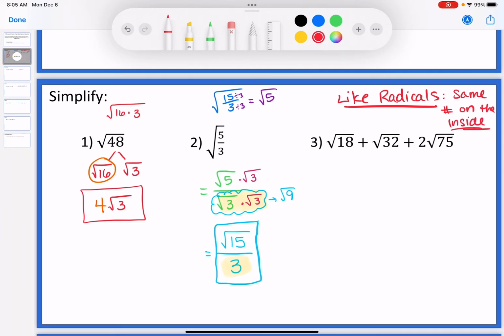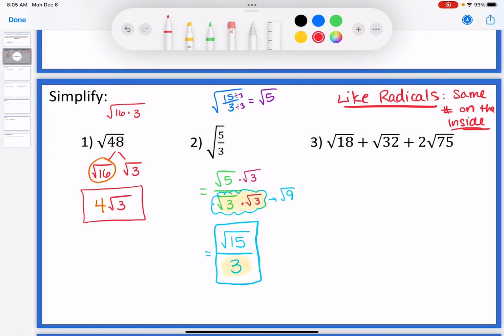So on this one I have 18, 32, and 75. None of those are the same, so I cannot add these. I can't add 18 and 32 just because they're both on the inside. It's very much like fractions, right? You cannot add fractions unless they have the same denominator. You can't add radicals unless they have the same number on the inside. So what do we do? Well, we go back to our things that we were doing in step 1, and we reduce or we simplify each one of these radicals to see if maybe there are some like radicals hidden inside there, but we just haven't seen them yet.